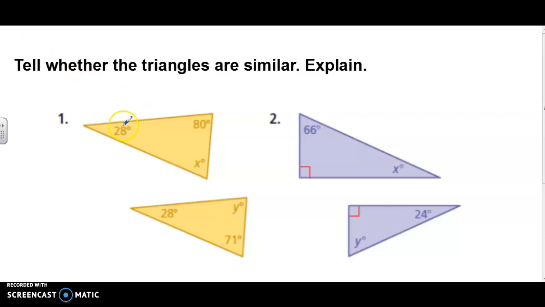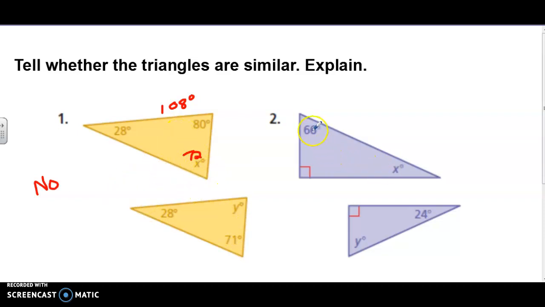For this one here, 28 plus 80 is 108. So we have 108 degrees so far. We need to get to 180. So what does x have to be? X has to be 72. So if I look at this right now, I already know these are not similar. The reason being is I have 28, 80, and 72. I have 28 and 71. I don't have 71 here at all. So that means that these are already not similar. I don't even have to find out what y is. So no, and the reason is all three angles are not the same. All three angles are not congruent. So that is why they are not similar.